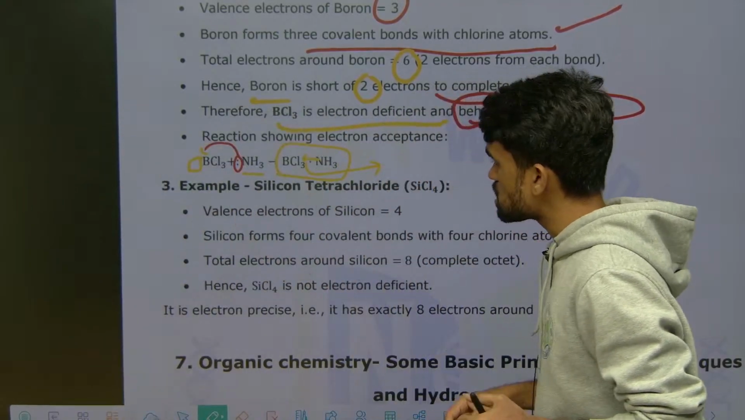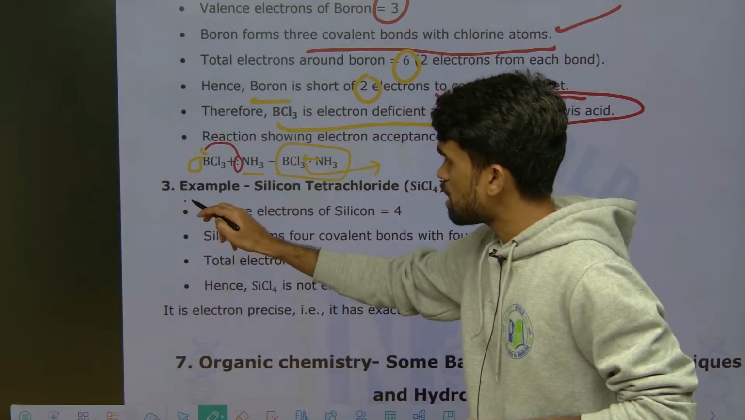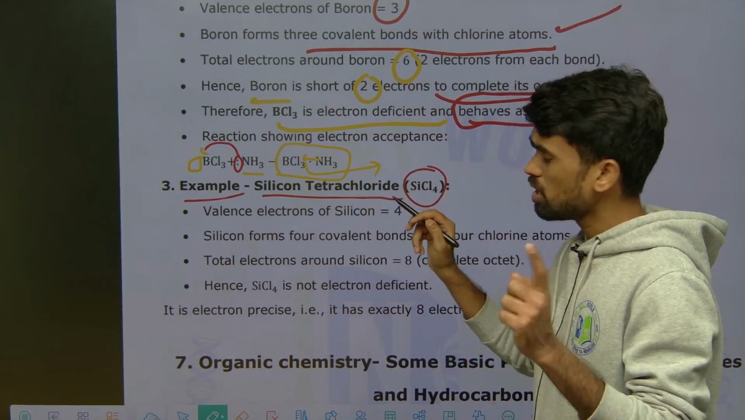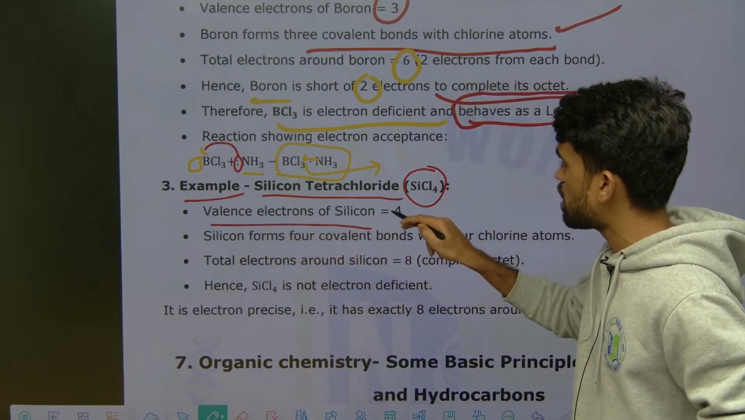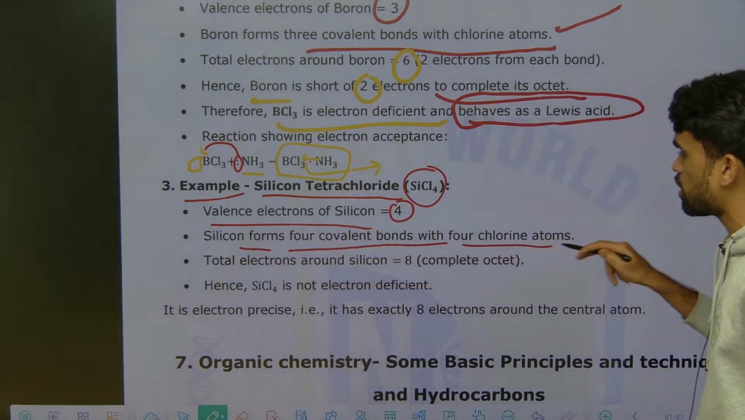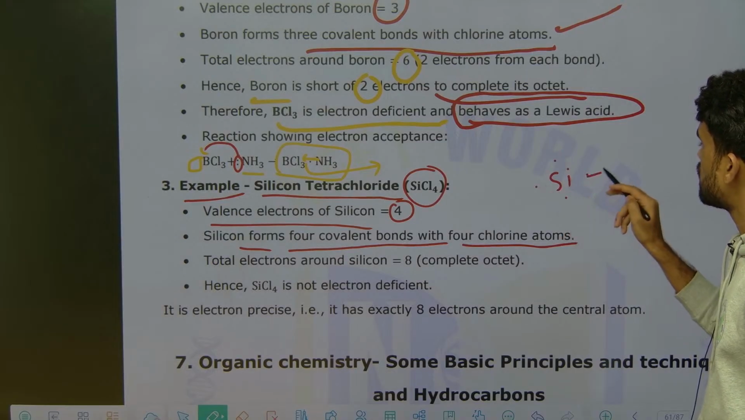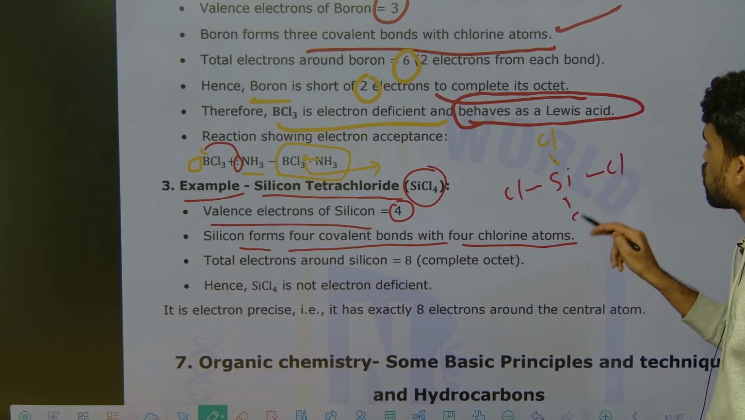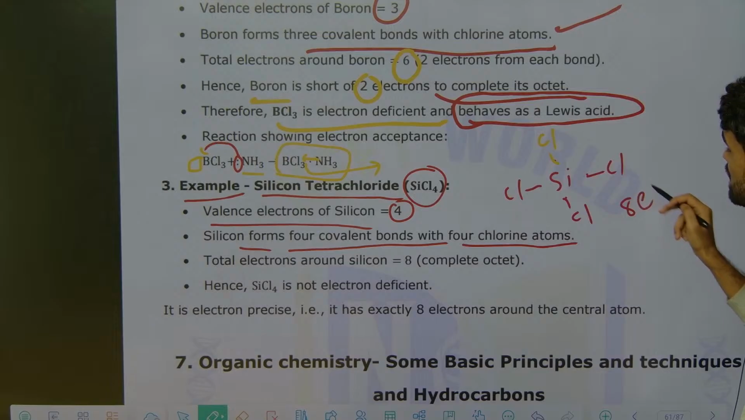Then next, one last question here, I mean discussion here, for example SiCl4. SiCl4 here we have now. They are asking whether this is an electron deficient compound or not. See, valence electrons of silicon are how many? 4. Silicon forms 4 covalent bonds with 4 chlorine atoms. Each valence electron of silicon is paired up with chlorine like this. Okay, so it is making 4 bonds, so it has 8 electrons now.